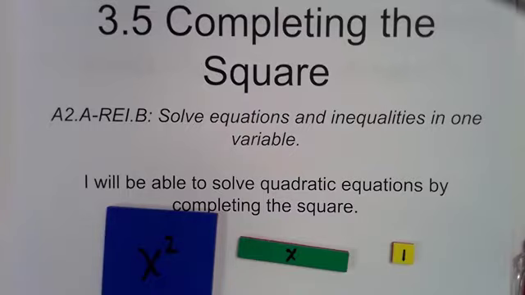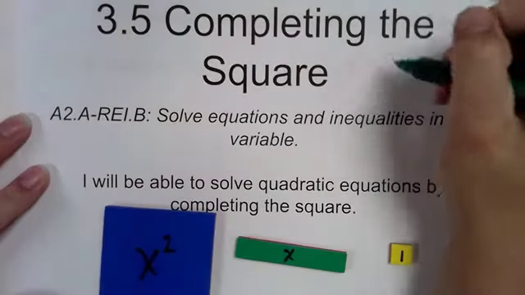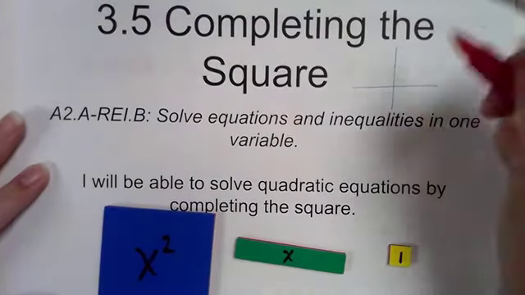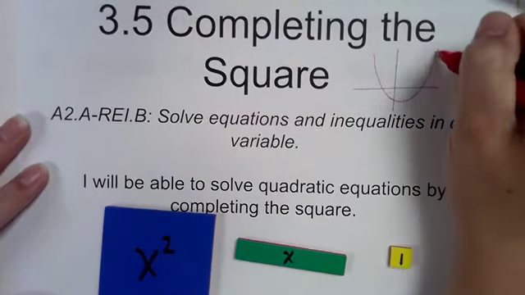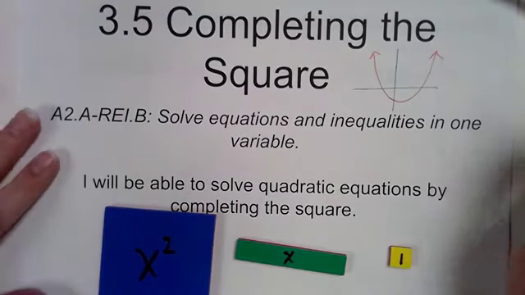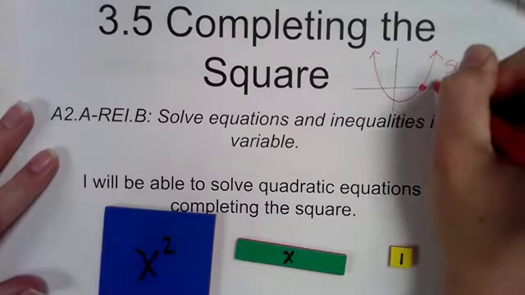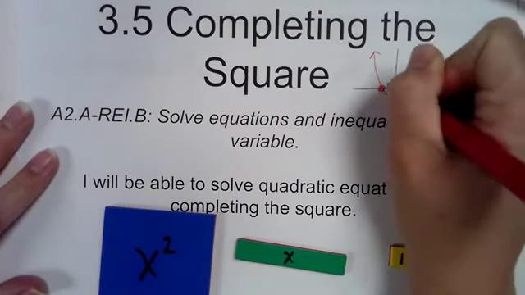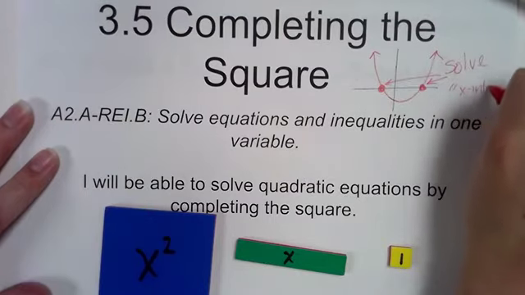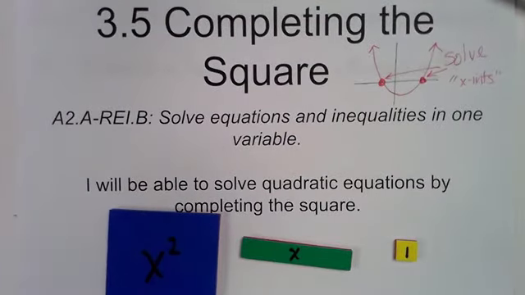All right, good morning. This is section 3.5, completing the square. We are studying quadratic functions, and quadratic functions are parabolas. We are learning all the different ways to solve quadratics. And when we solve, we are finding the x-intercepts. That's the nuts and bolts of solving any equation, really. We're finding the x-intercepts when we're solving for x.